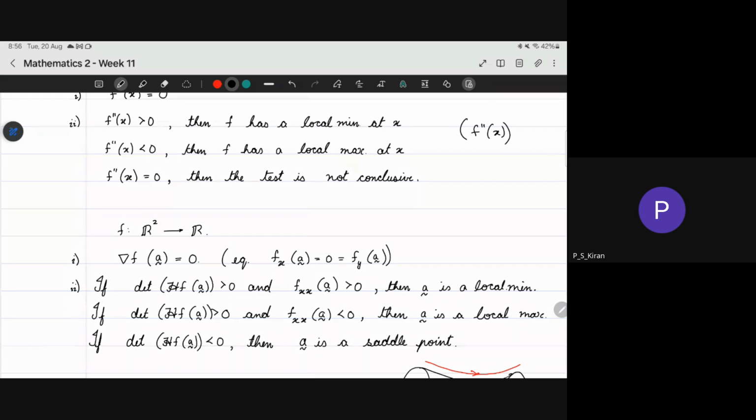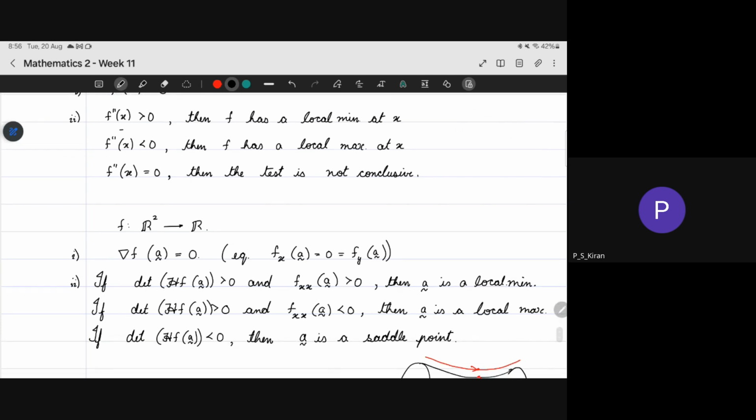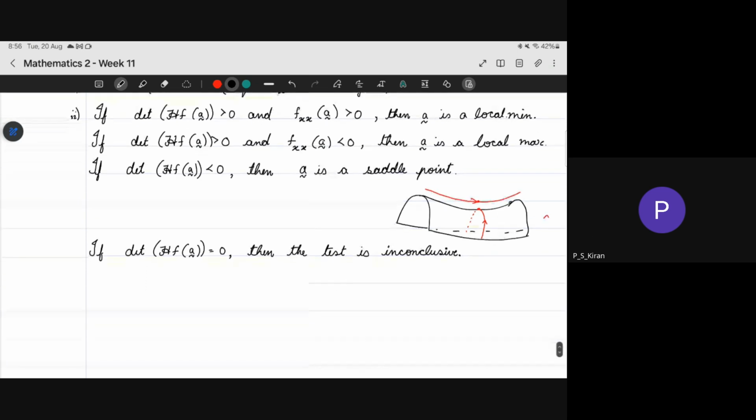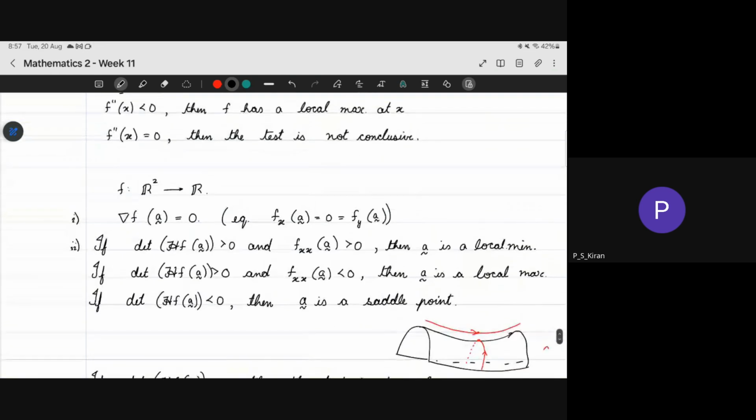If you want to remember what the behavior is like when it is minimum and maximum, you can look at the same thing. The second derivative being positive implies minimum in the one variable case. Similarly, the first entry of the Hessian matrix being positive points it to being a local minimum in this case as well. Now, the only new thing is the saddle, where if your determinant is negative, then you have a saddle. And if the determinant is zero, then the test is incomplete. That is also similar to the earlier.